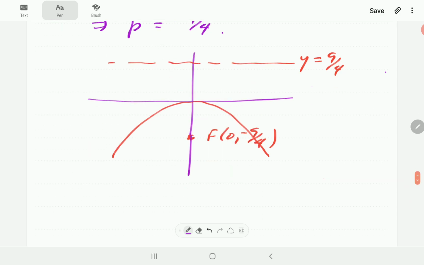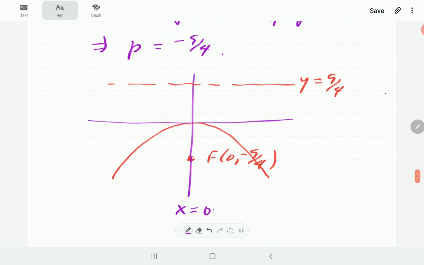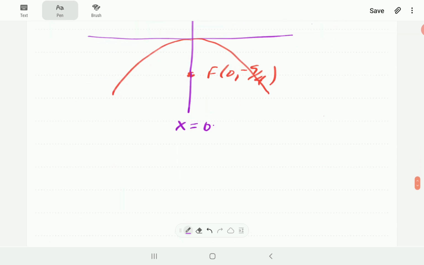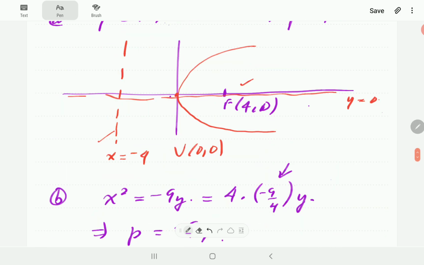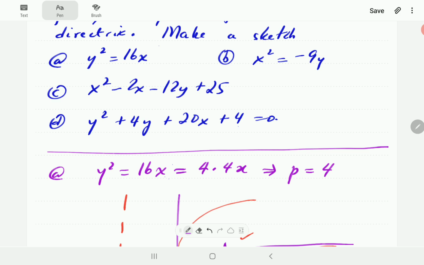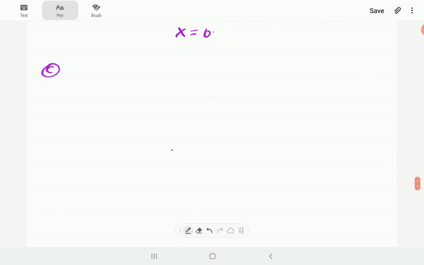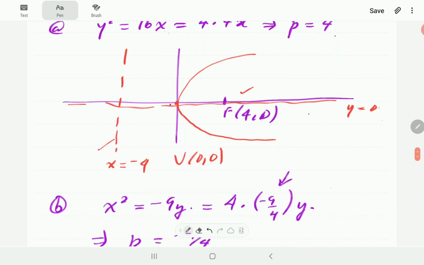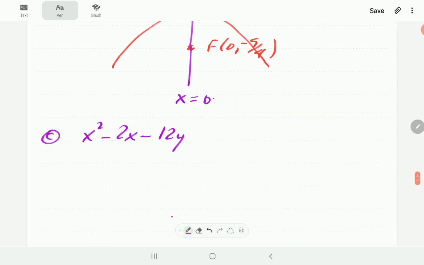And so the axis is going to be x equal to 0. All right, and then for C, the equation is x squared minus 2x minus 12y plus 25 is supposed to be equal to 0. Okay, so we've got x squared minus 2x minus 12y. Is it plus or minus 25? Plus 25 is equal to 0.